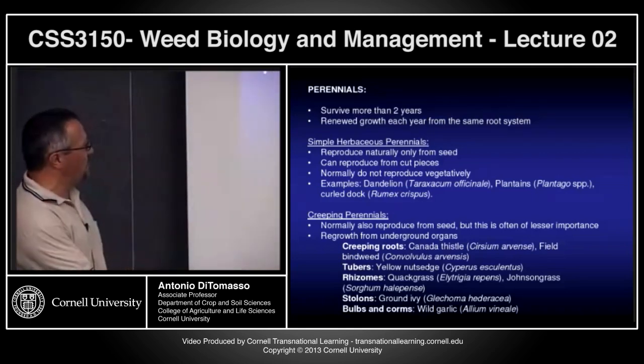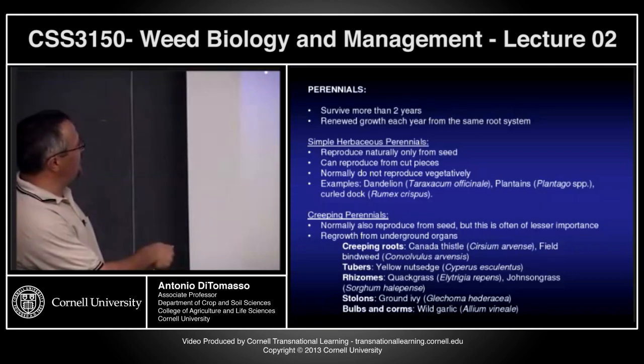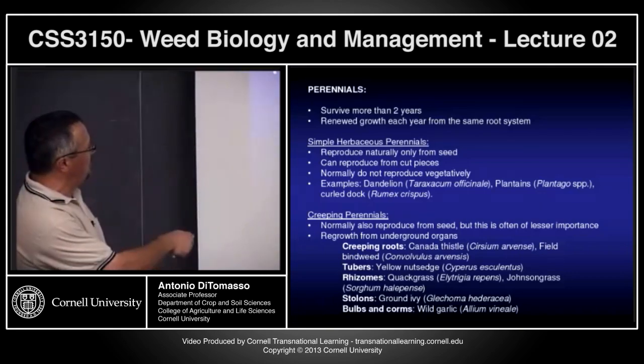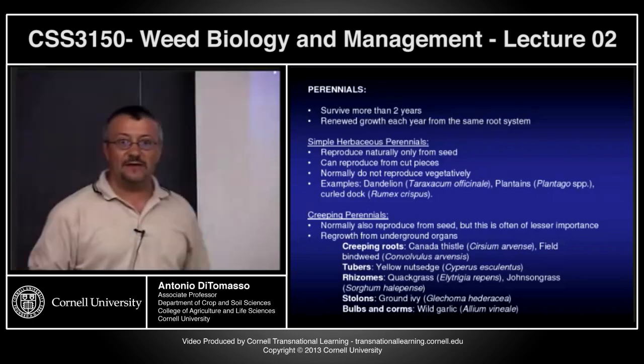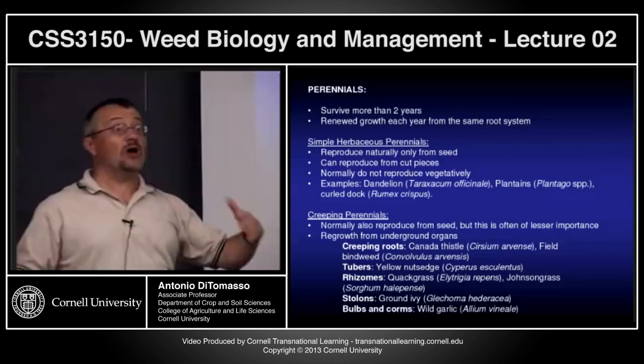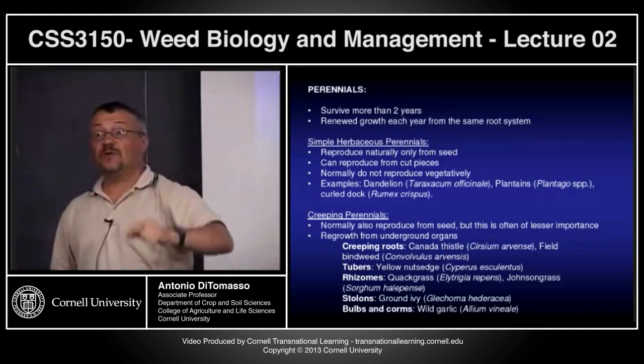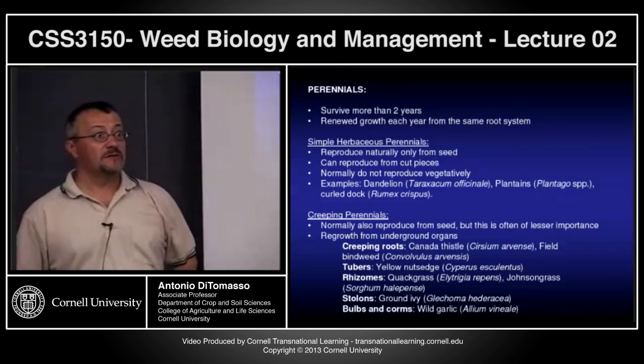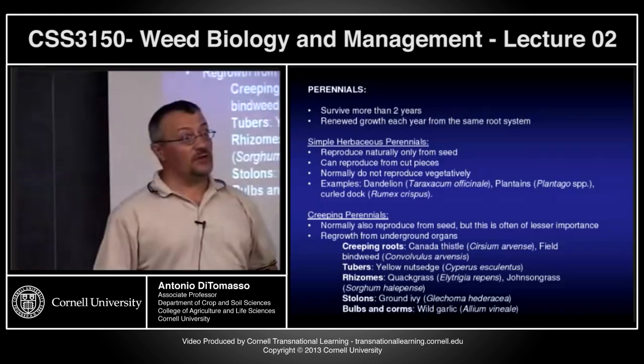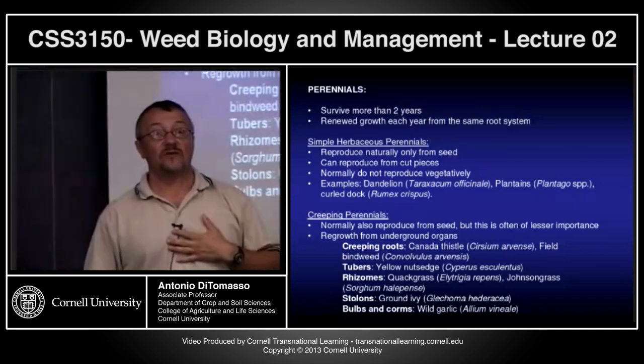And then there are bulbs and corms, wild garlic. But these are the key ones, these three: rhizomes, tubers, stolons, okay? So for a creeping perennial, not only do you have to know, is this a perennial, but is this a creeping perennial? Why is it going to be important? Think about management. Organic growers have to know that, but even our conventional growers have to know that.